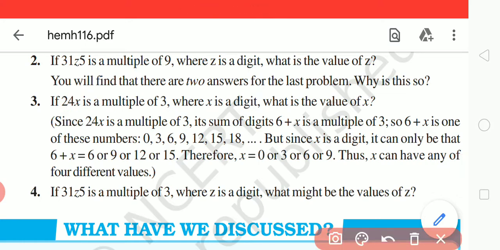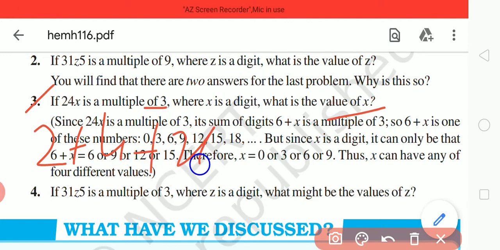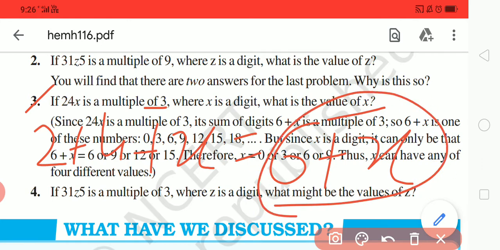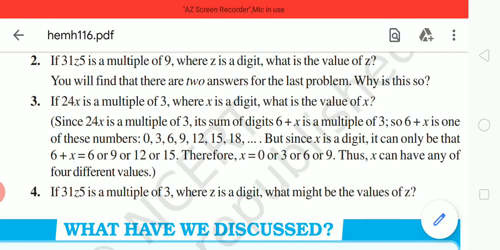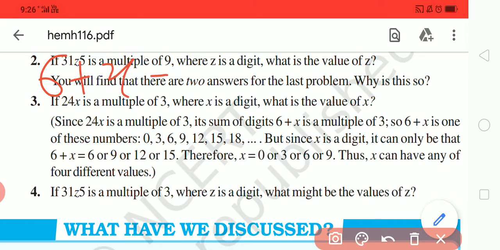Let us come to the third question. Here we have to check the divisibility by 3 and find the value of x. 2 plus 4 plus x, the sum of the digits, is equal to 6 plus x, and this 6 plus x must be a multiple of 3. So we will take 6 plus x equal to 3, and x is equal to 3 minus 6, that is equal to minus 3.